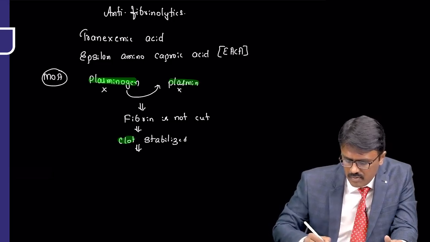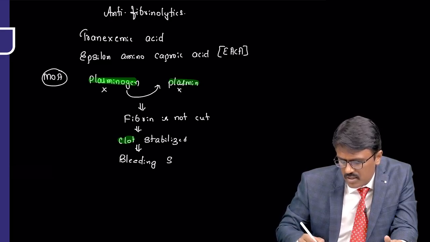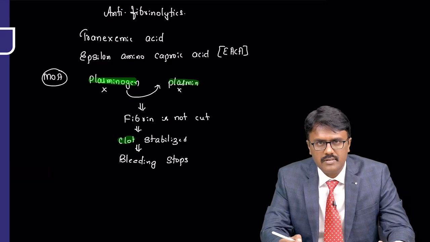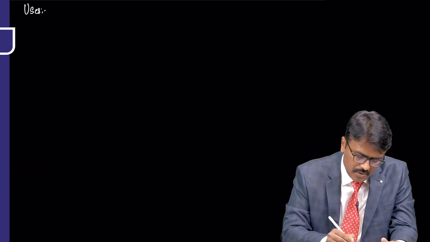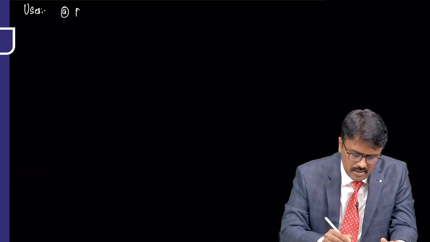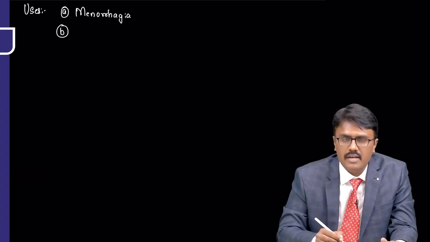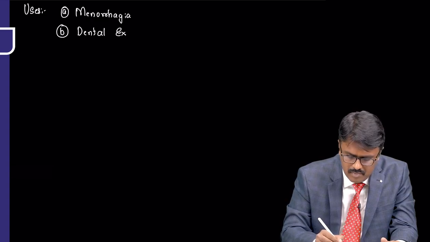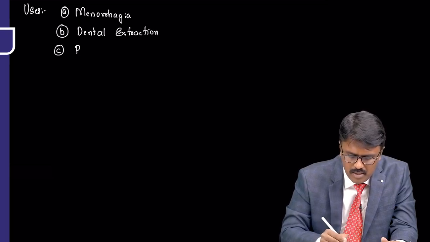And if the clot is stabilized, what happens? Bleeding stops. Now tell me which condition you want to stop the bleeding. We have to use antifibrinolytics. Uses: the antifibrinolytics are used, number one, in bleeding conditions such as menorrhagia. Number two, after dental extraction. Then postpartum hemorrhage.